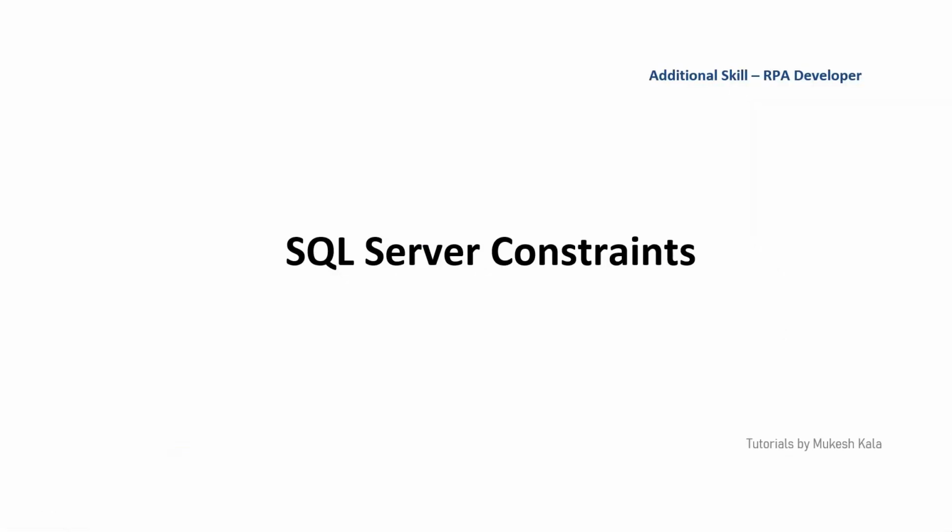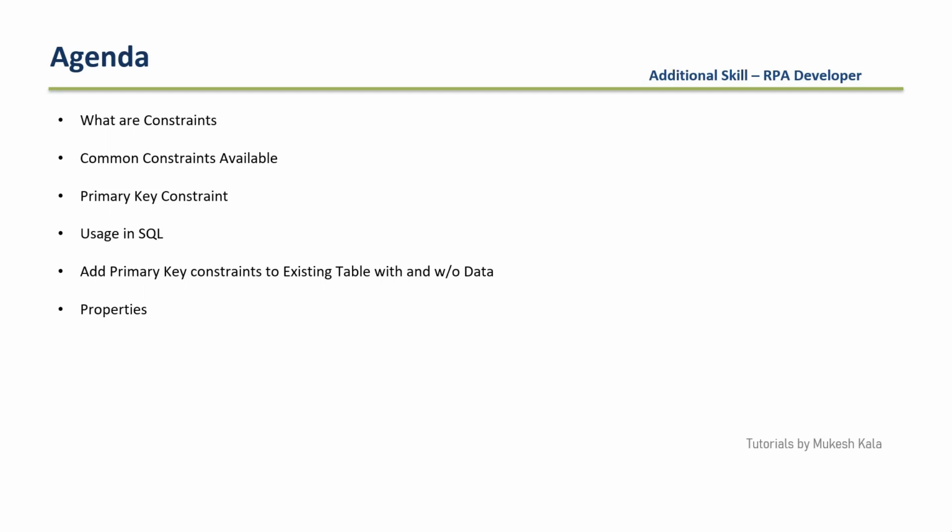When I say constraints, I simply mean the constraints which are available in SQL Server. And this would be our agenda. We are going to start with what exactly constraints are and what the common constraints are. Today, we are going to see only one constraint, which is the primary key constraint. How do you use the same in queries in SQL? What happens if you try to add a primary key constraint to a table which already has data, and to a table which has no data or duplicate data? And at the end, we are also going to see the important and crucial properties that you need to make sure of when creating the primary key constraint. Okay, so let's get started.